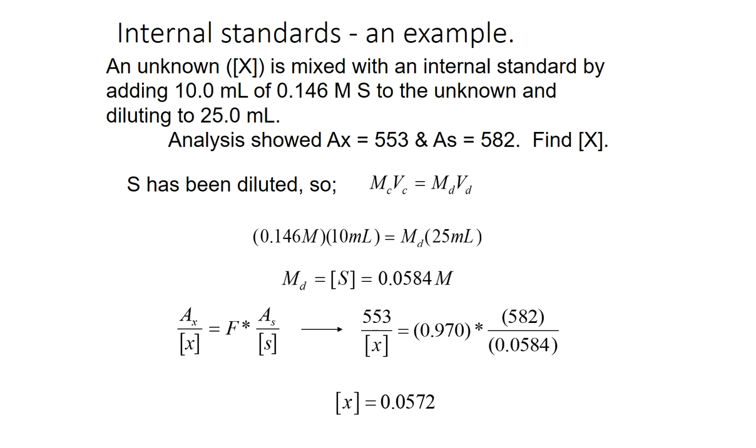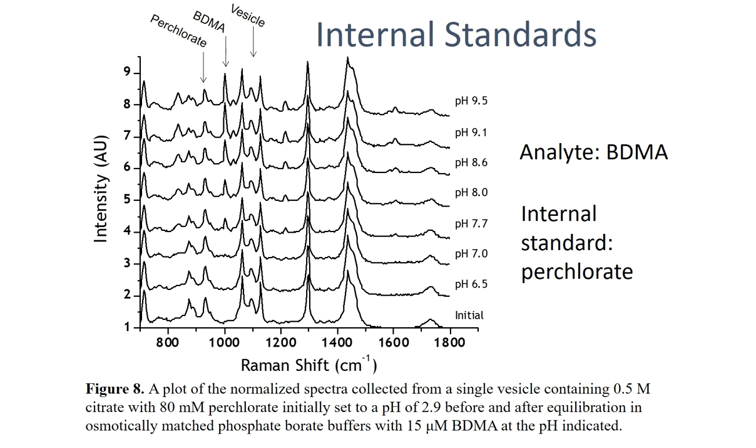Is this a real thing? Are there really examples where this is useful? And the answer is absolutely yes, particularly in spectroscopy. So here's an example from a paper in the literature where the authors were using Raman spectroscopy, and there's a lot of noise and a lot of variation in the signal from one run to the next. So their analyte response is what they were looking at. That's the BDMA, butyl dimethylamine. They were measuring how much BDMA was present inside these synthetic cells. So you can see initially there's no BDMA, and then the signal grows in at higher pH.